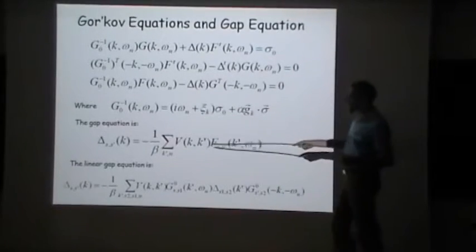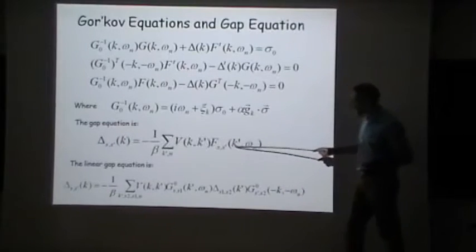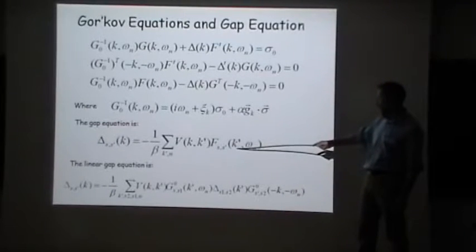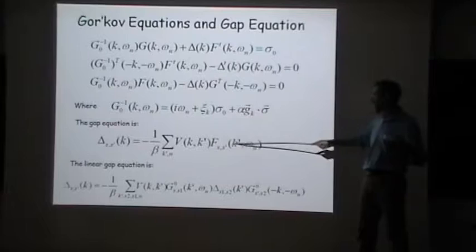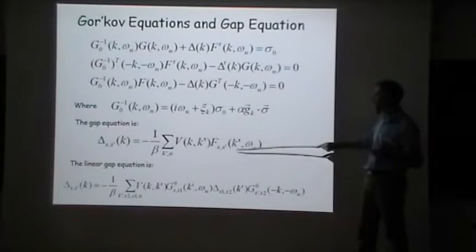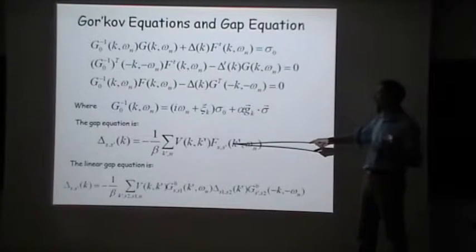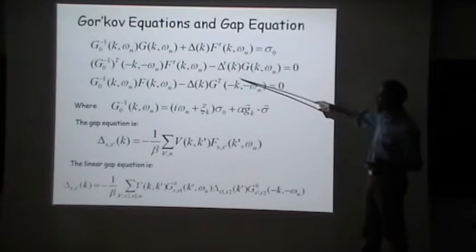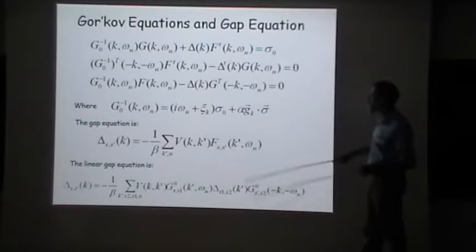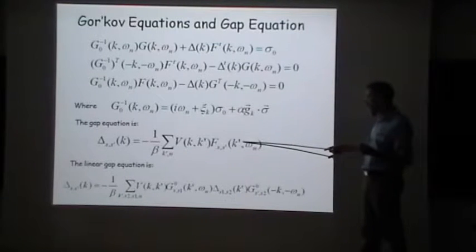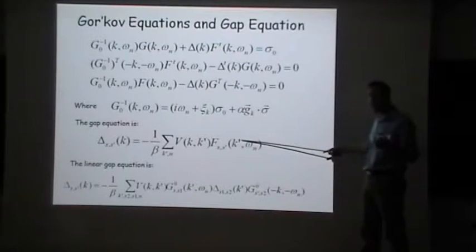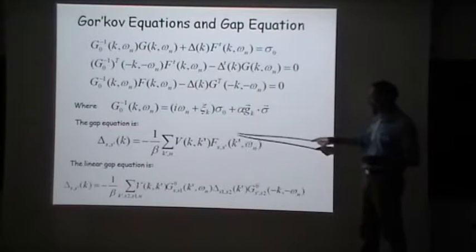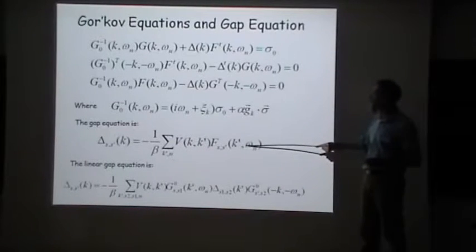All right, and so we can re-express the gap equation in terms of this F function. If you remember, I had a c operator expectation value here that's been replaced by this. And so now what we need to do is solve for this F function from these equations, and that'll give us our gap equation. And so what we're interested in is the linear gap equation because I want to calculate Tc. And so we only need to know F to first order in delta.